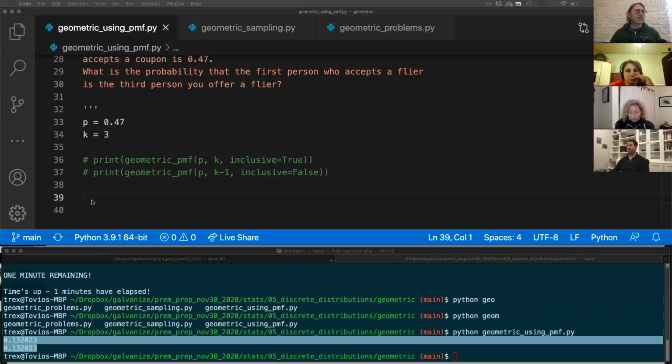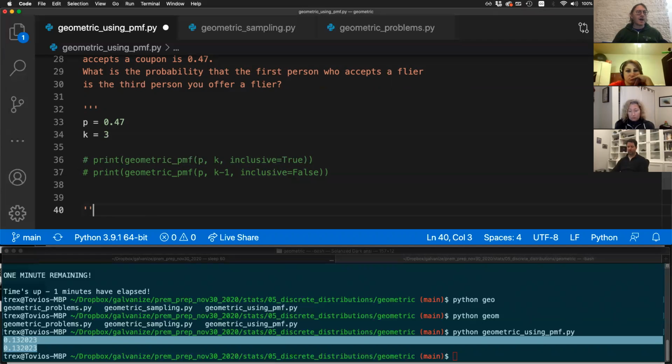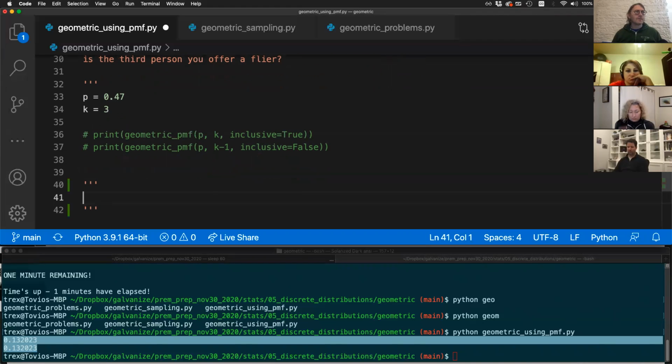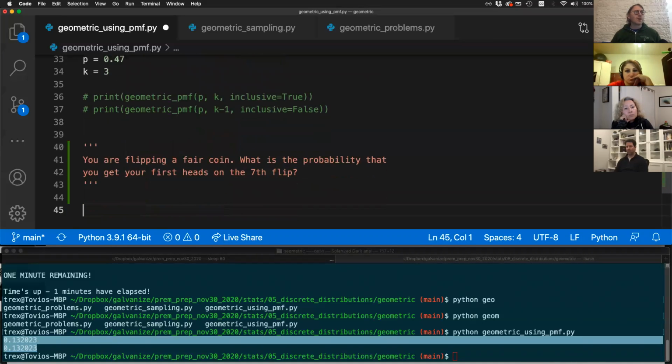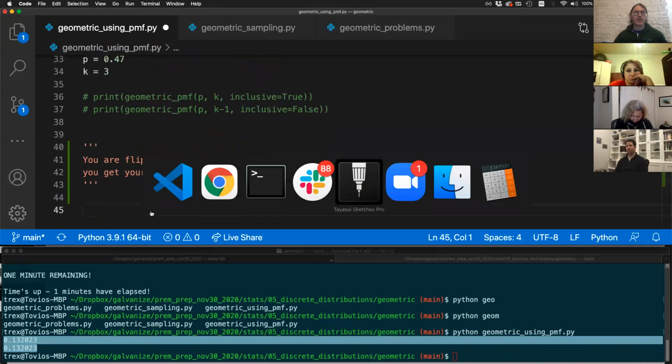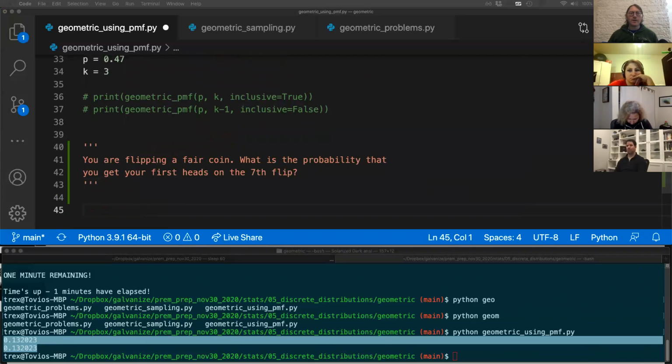so let's just think of a couple more of these. It's good to just think about these in terms of problems. How about this? You're flipping a fair coin. What is the probability that you get your first heads on the 7th flip? So as soon as you get to an answer, just go ahead and put it in the Slack. Another sort of 1-minute question here.